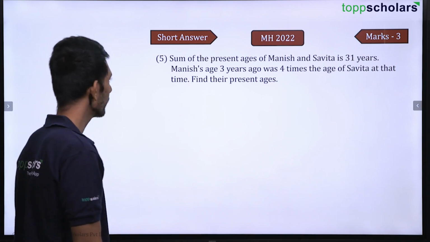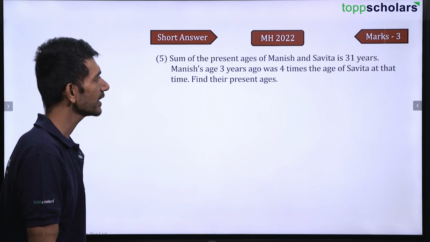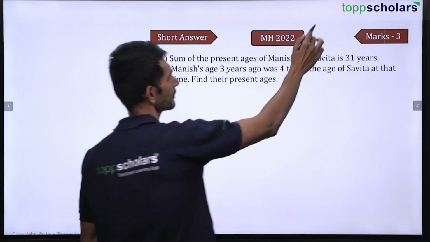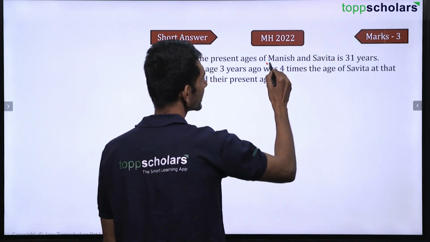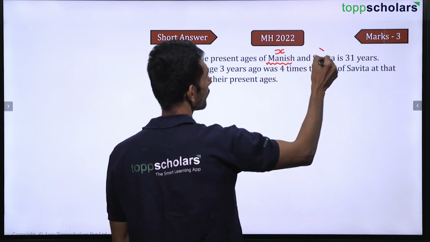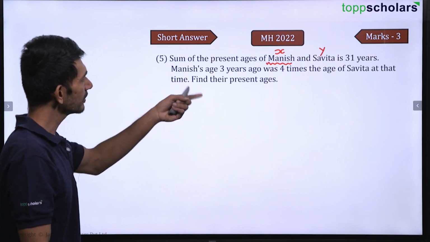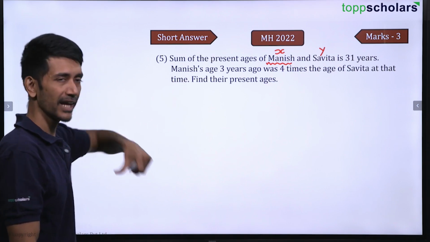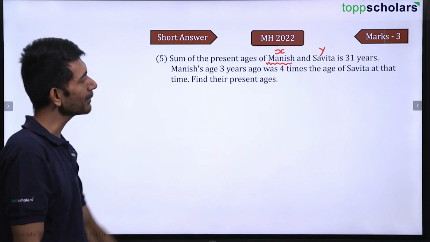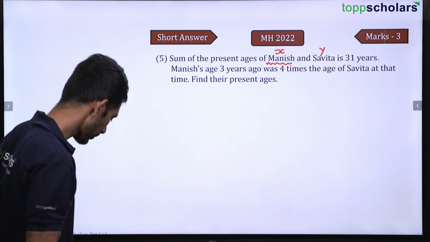Okay, so we have a word problem now. Sum of the present ages of Manish and Savita is 31 years. Let the age of Manish be x and age of Savita be y. Manish's age 3 years ago, that is x minus 3, was 4 times the age of Savita at that time. Find their present ages. Okay, very simple question.